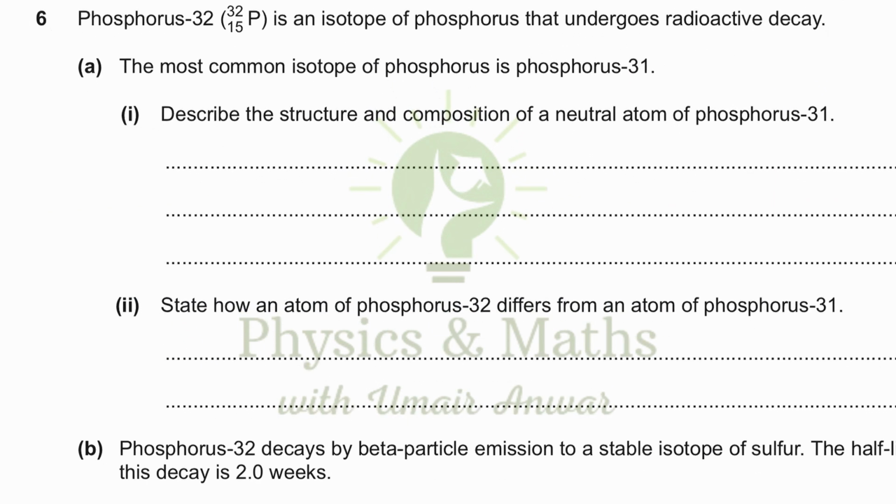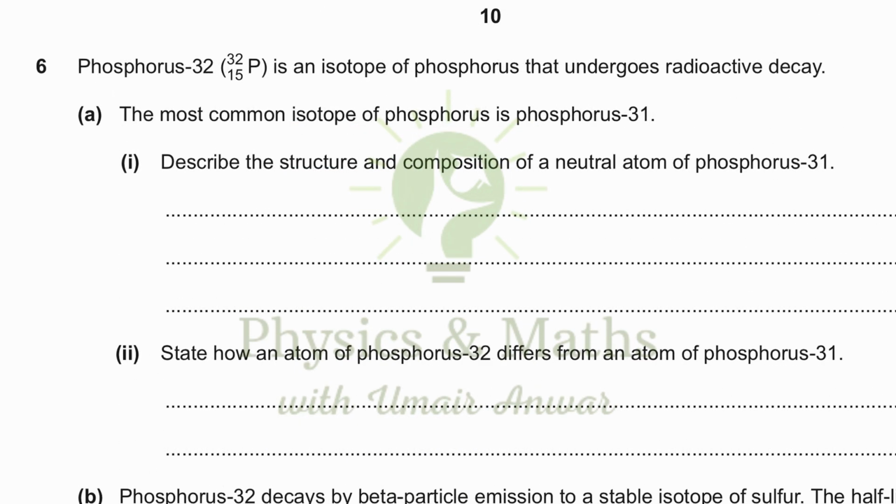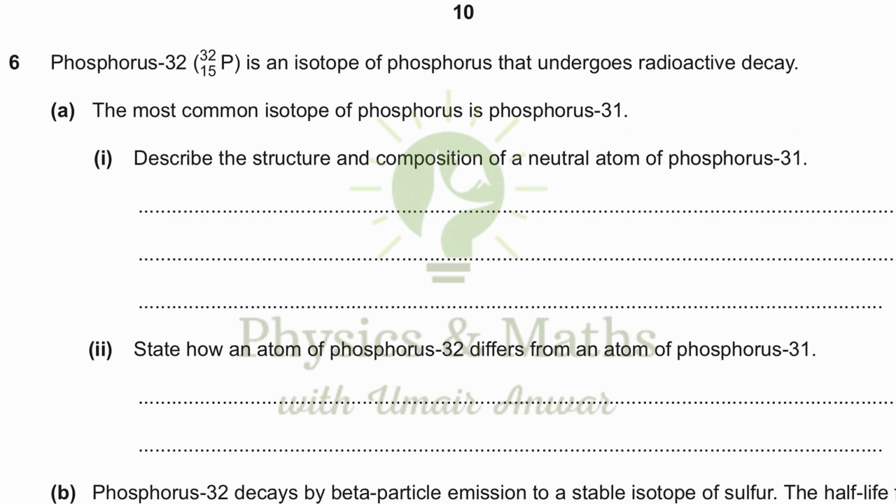The next question is related to nuclear physics. Phosphorus 32 is an isotope of phosphorus that undergoes radioactive decay. The most common isotope of phosphorus is phosphorus 31. Describe the structure and the composition of a neutral atom of phosphorus 31. Now, the structure of the atoms is very similar in all the atoms. And composition means we have to describe how many particles are present in the nucleus and around the nucleus. We have to describe the composition for phosphorus 31.